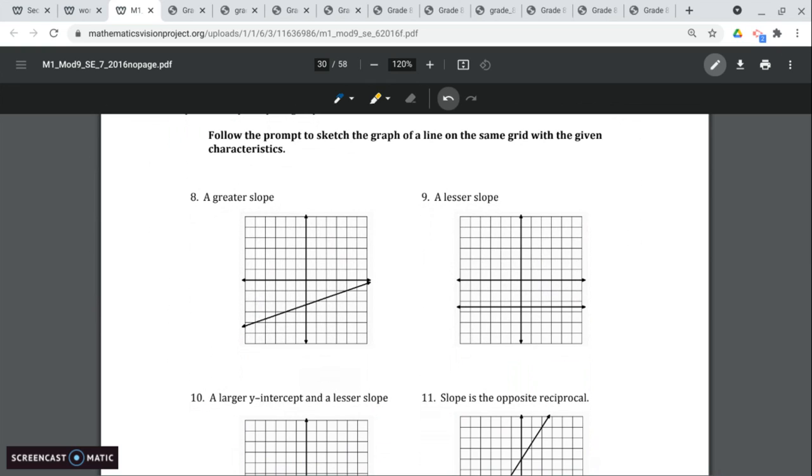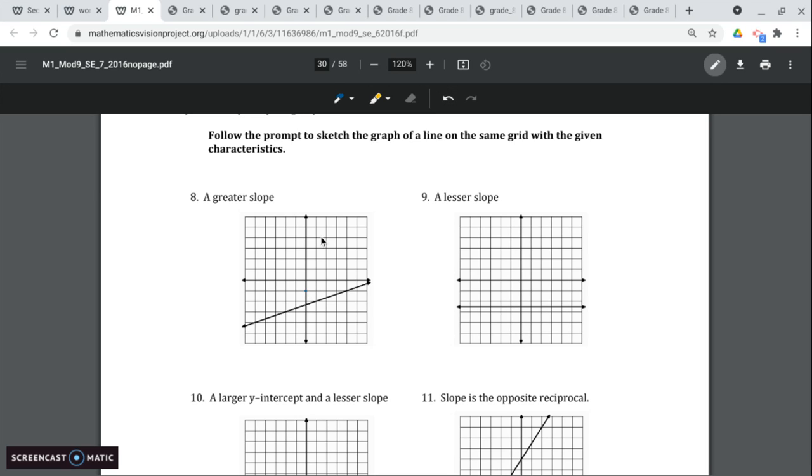All right, the last section, follow the prompt to sketch the graph of the line on the same grid with the given characteristics. So this one is asking for a greater slope. What that means is the line needs to be positive and it needs to be steeper than the given line. So this line has a slope of, let's see, up 1 over 1, 2, 3. It's got a 1/3 slope. Something steeper than that would be a 3 slope. Make it perpendicular. I mean, that'll make it steeper.